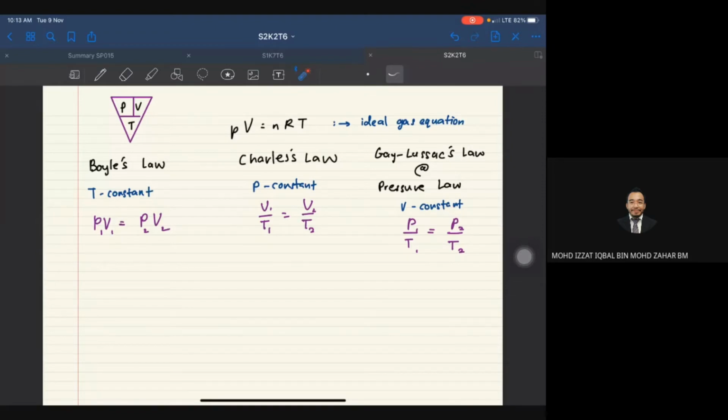Any question? No, sir. Okay, good. Now we want to discuss the graph. Obviously these laws have different graphs, so I'm going to show you the types of graph that they have.